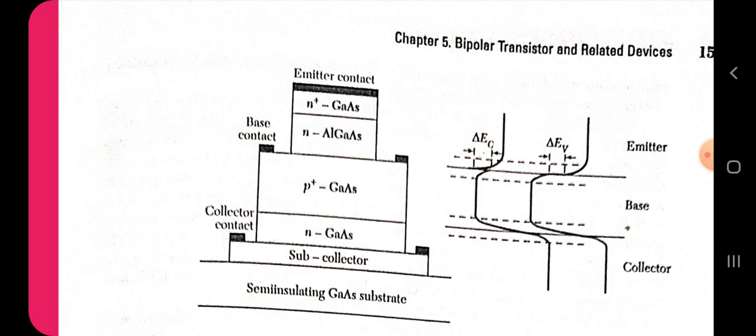Due to the large band gap difference between the emitter and the base materials, the common emitter current gain can be extremely large. However, in homojunction bipolar transistors, there is essentially no band gap difference. Instead, the ratio of the doping concentration in the emitter and base must be very high. This is the fundamental difference between the homojunction and heterojunction bipolar transistors.